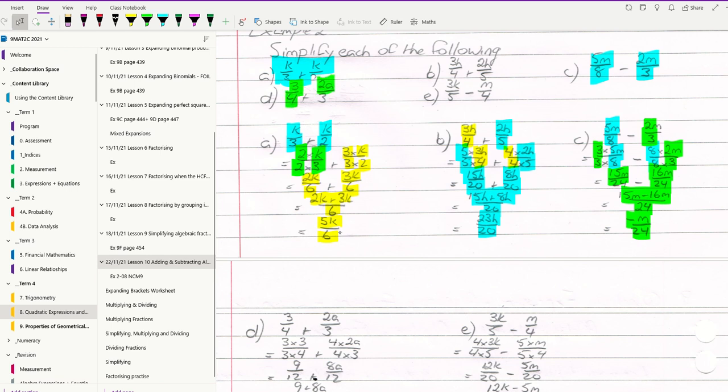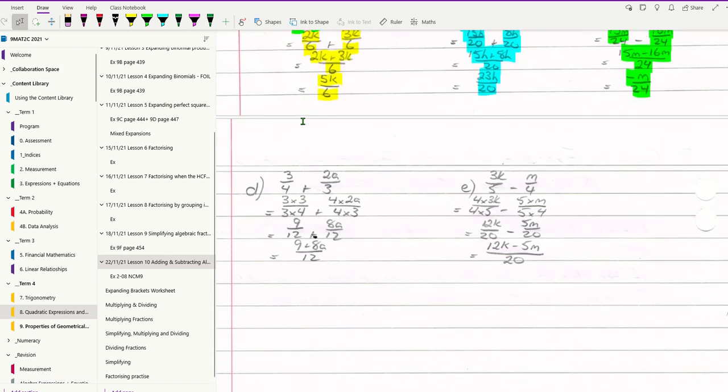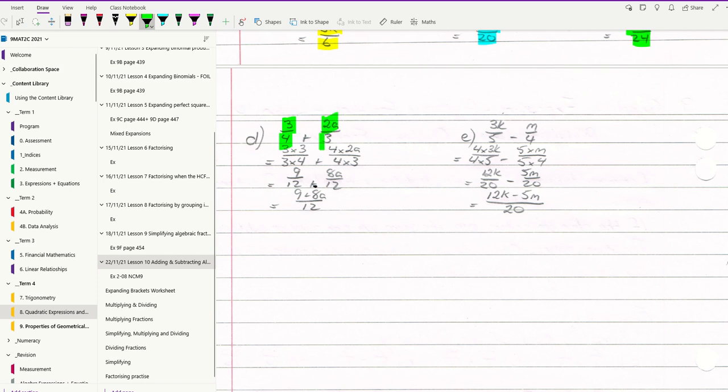Finally, we look at this next one, 3 on 4 plus 2a on 3, and the top doesn't look the same anymore, so we're probably going to end up with two separate terms on the top. We've got 3 on 4 plus 2a on 3. For the first fraction, our second denominator is 3, so multiply 3 times 3 on top, 3 times 4 on the bottom. And for the second, our first denominator is 4, so multiply 4 times 2a on top, 4 times 3 on the bottom. We end up with 9 on 12 plus 8a on 12, which is 9 plus 8a on 12. We can't simplify that, so it's going to stay that way as our answer.